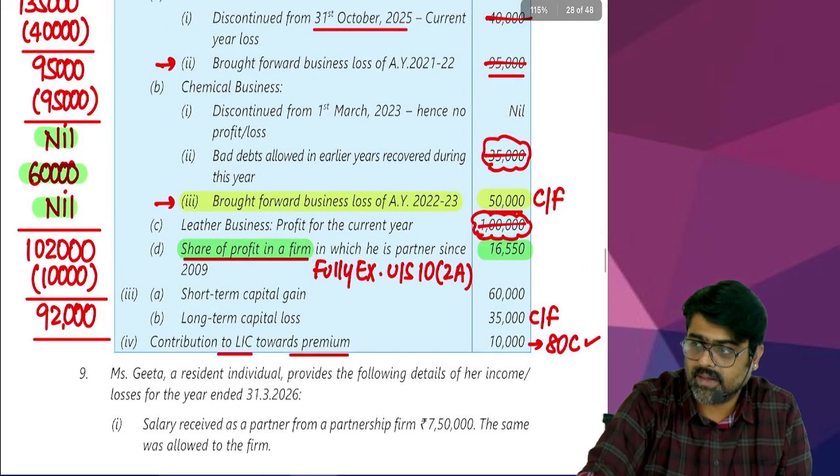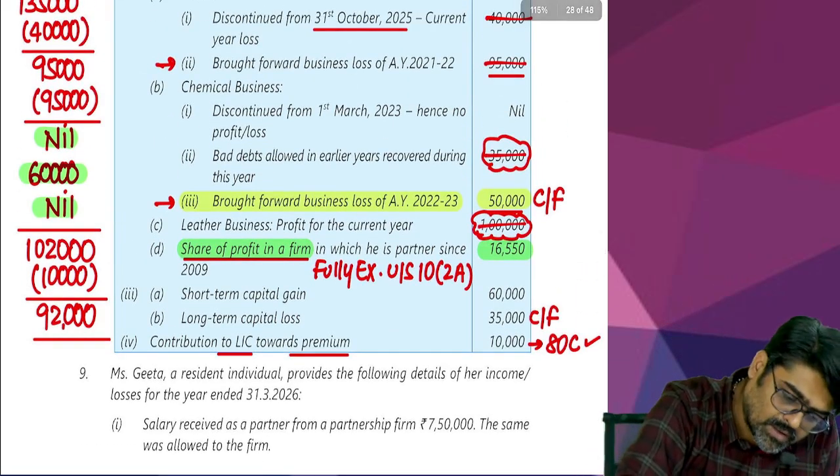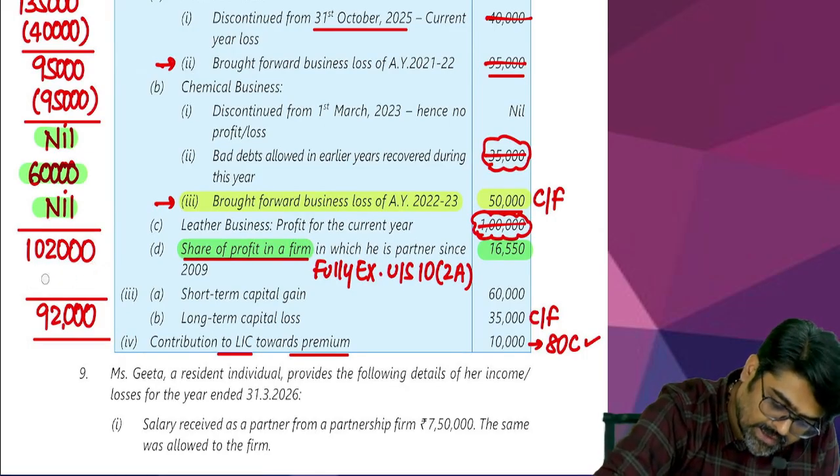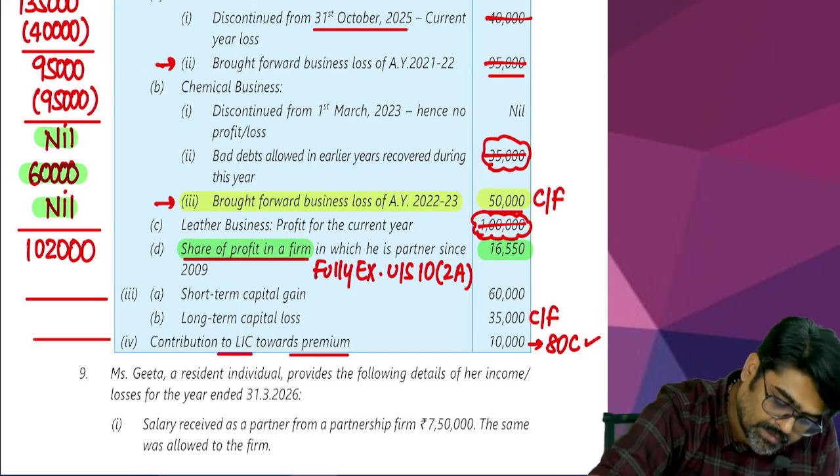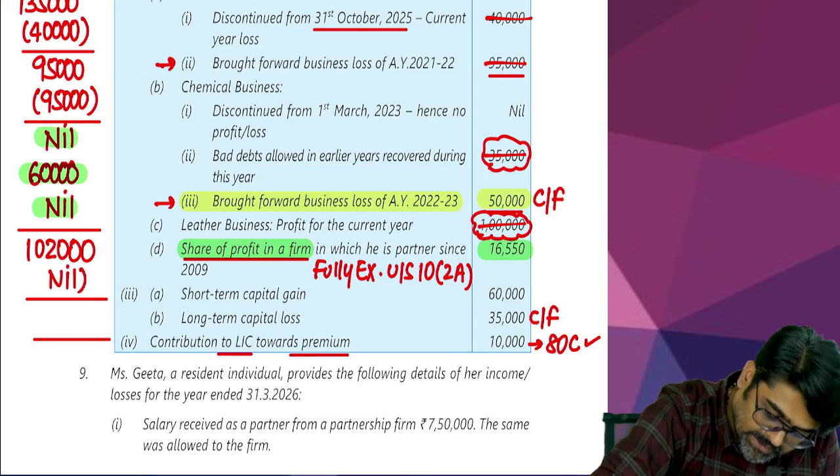Following 115BAC, then will he get this deduction? So this deduction will not be available. So this will be nil. So what will be the total income then? My mistake, guys. My mistake.